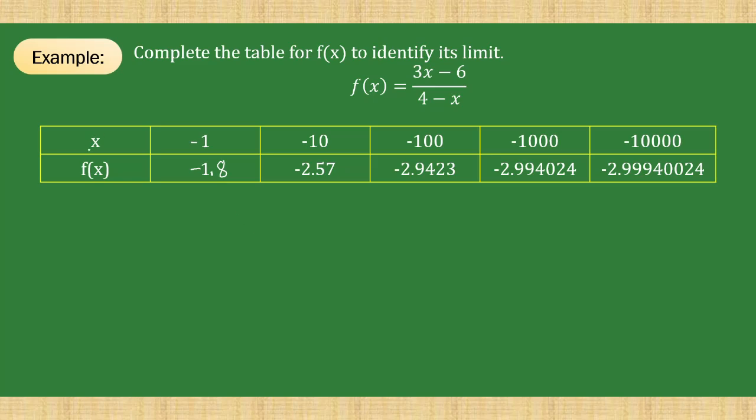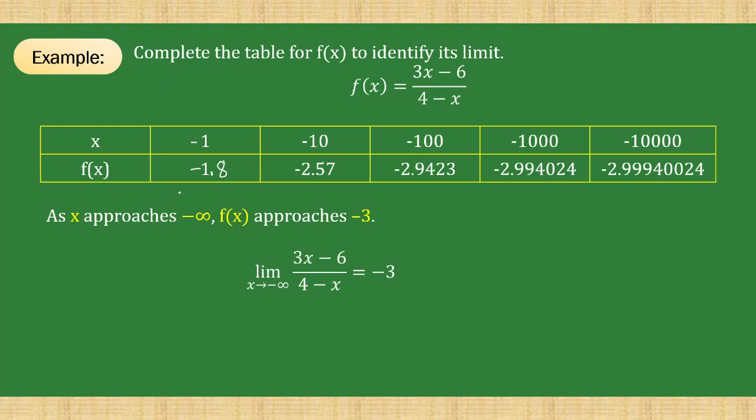Kung makikita natin yung x, paliit ng paliit yung kanyang value as it approaches negative infinity. At the same time, yung f of x naman palapit ng palapit sa isang number and that number is negative 3. That is why, when we get its limit, the limit of f of x as x approaches negative infinity, we will get negative 3.